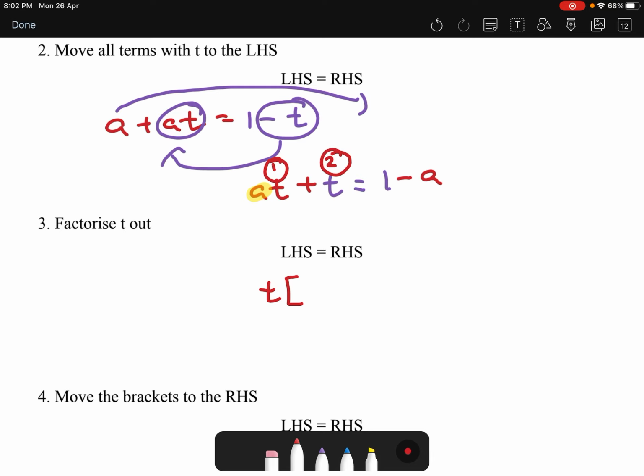After taking out t from the first term, what is left is only a. Then we go to the second term, t. I take out t. By right should have nothing left, so you should put 0. This is wrong. When I have t for the second term, I take out t, what is left is actually 1. It's not 0, so please take note of this. So it's equal to 1 minus a.